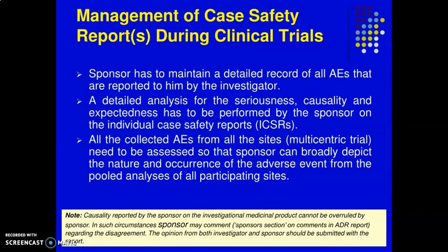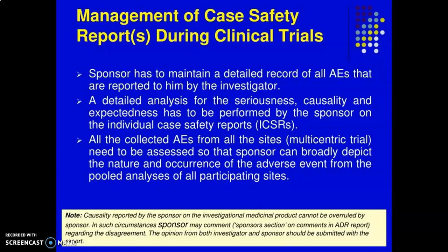Then we have the last aspect, that is the management of case safety reports. Now we know adverse events have been reported, so how can management be done? Because once an adverse event is noted, the main thing they will do is a detailed analysis of the seriousness, causality and expectedness related to it. The sponsors are going to check the individual case safety reports. They will check, because it's not very easy to withdraw the drug immediately, as a lot of money has been invested also. That's why they will closely observe by taking the individual case files.